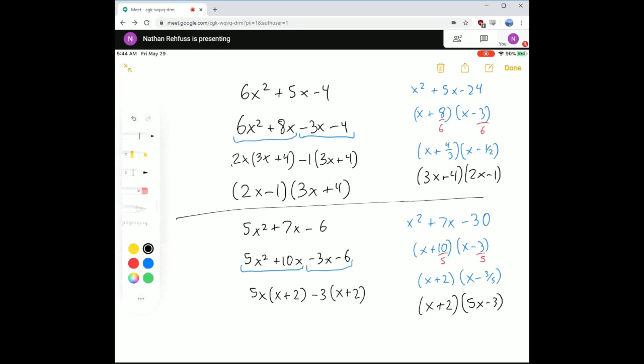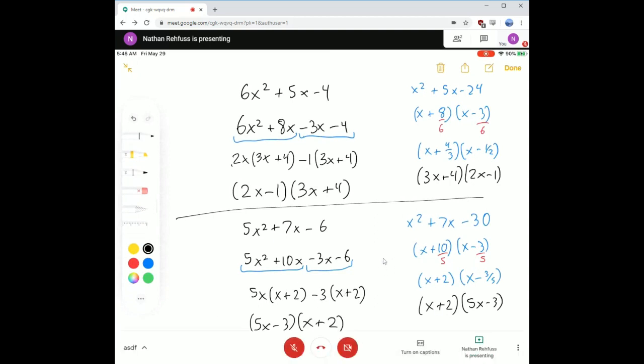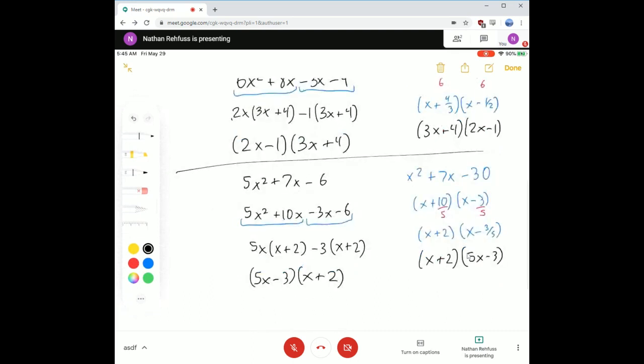And then I have 5x, x plus 2's here, and negative 3x plus 2's there. So altogether, I have 5x minus 3 copies of x plus 2. You will always get the same answer with these 2 methods. So again, whichever method makes more sense to you, whichever method is more comfortable for you, use that method. Of course, if that method is the quadratic formula, then by all means do that.